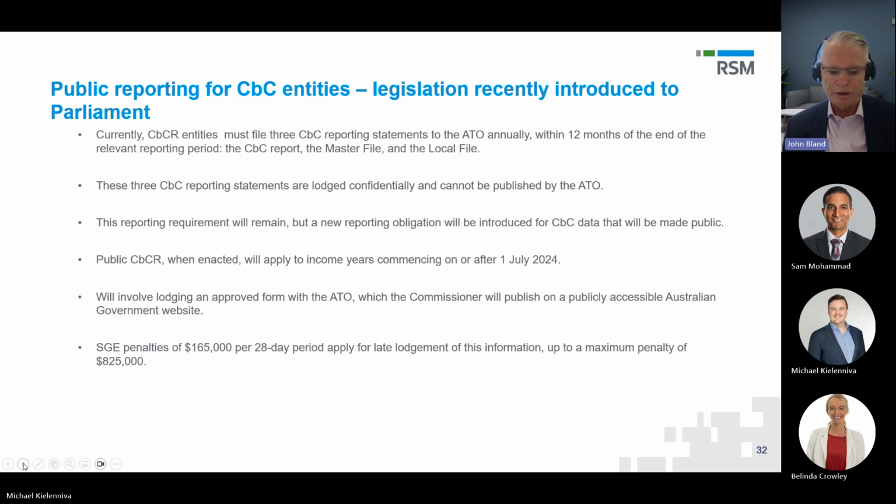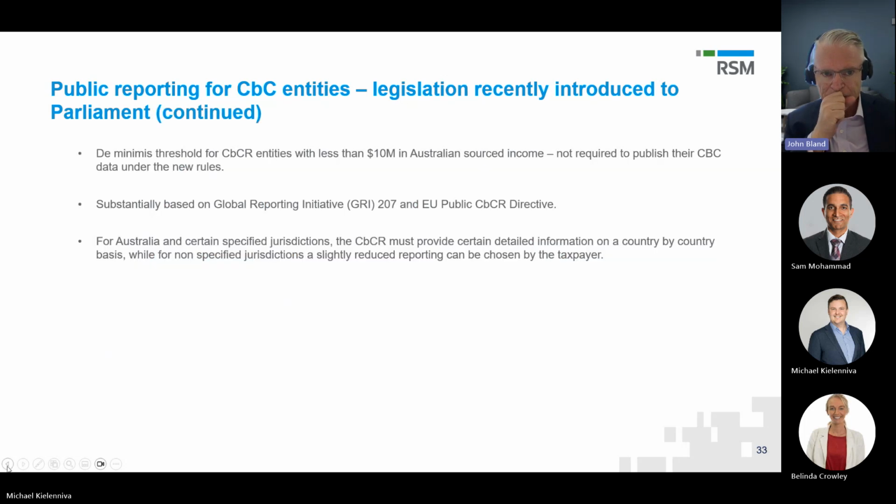So just be aware that that will continue in this area as well. Mike, if I could get you to go to the next slide, please. Sorry, that one, yes. So there will be a de minimis threshold for this public reporting in the situation where the Australian economic activity is less than $10 million in Australian income. They will be exempted from having to provide the public CBC reports.